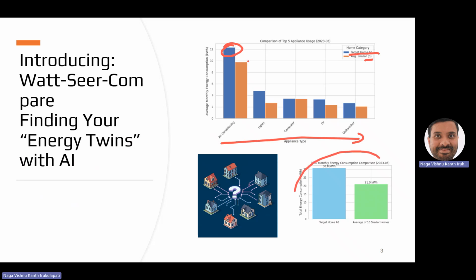And this is another plot where you can see the total energy consumption of a particular month and how you are faring with respect to your peers. Your peers, meaning your energy twins, need not be in the exact neighborhood, but they have a similar profile. That is what we mean by energy twins here.